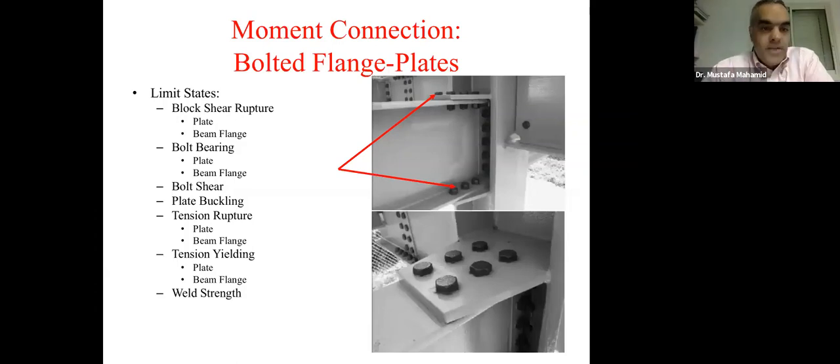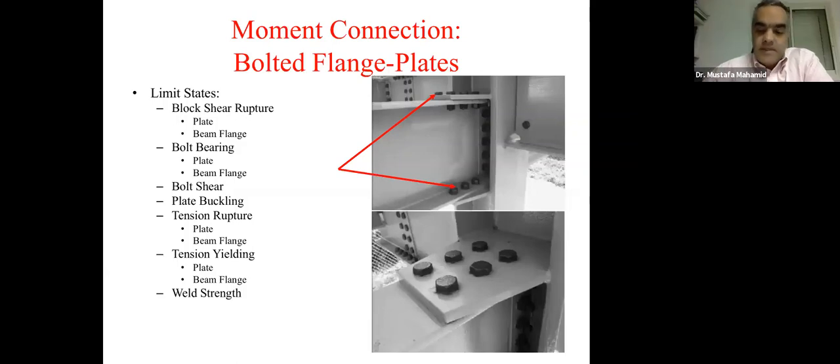So block shear rupture for the plates and for the beam flange, that's a limit state we need to consider. Bolt bearing in the plate and on the beam flange, bolt shear, and the plate buckling, because typically, when you resolve the moment, you will have a tension force and a compression force, and you have tension rupture on the plate and on the beam flange, tension yielding on the plate and the beam flange, and also the weld strength. So you have an axial force, and then you have a weld that is perpendicular to it at 90 degrees. So we can take advantage of that angle there.